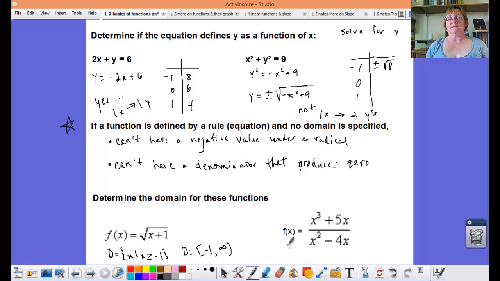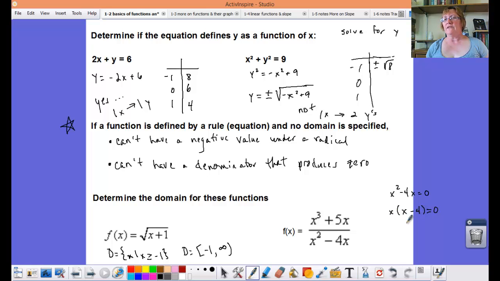Let's look at our second example. And folks, this one does have a fraction, so we're looking at the second rule here. You cannot use an x that will produce a value of 0 under the denominator. So let's take a look at what will make the denominator 0. x squared minus 4x is equal to 0 when? And you think to yourself, well, that factors: x times x minus 4 equals 0.